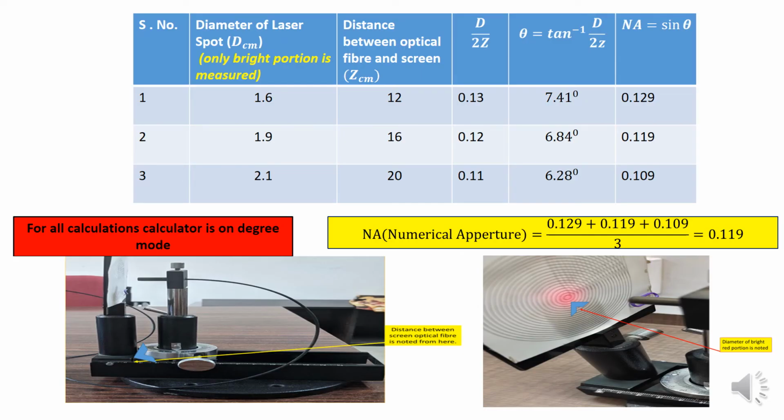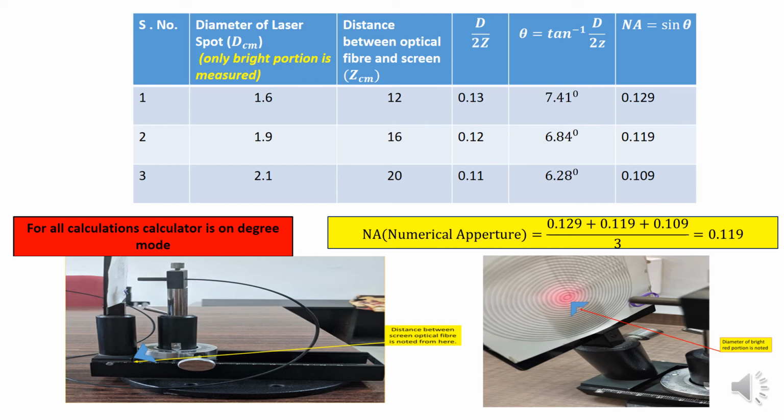Now this is the diameter of the laser spot. Only the bright portion is measured. This is the diameter, 1.6 centimeter, and these are centimeters, right? Similarly, the distance between the optical fiber and the screen is 12 centimeter. So this is the distance between the screen and the fiber end. So d by 2z. Now if you want to calculate theta, theta will be tan inverse d by 2z.